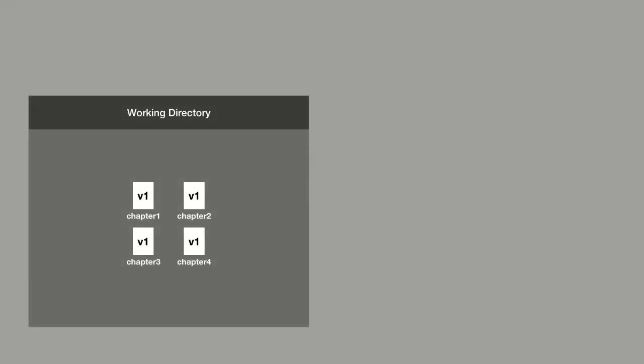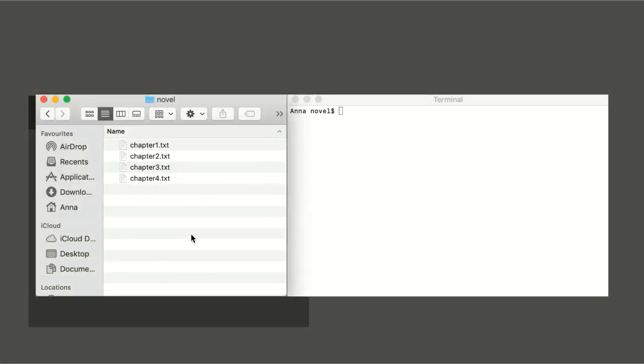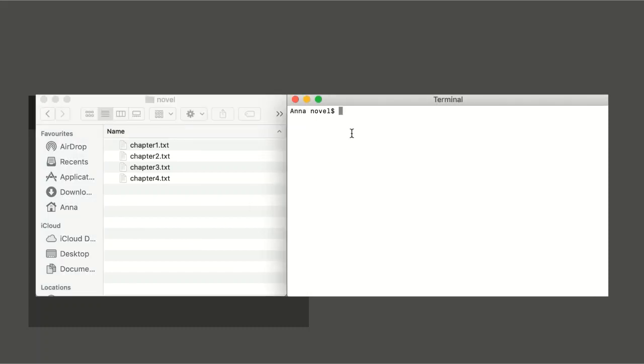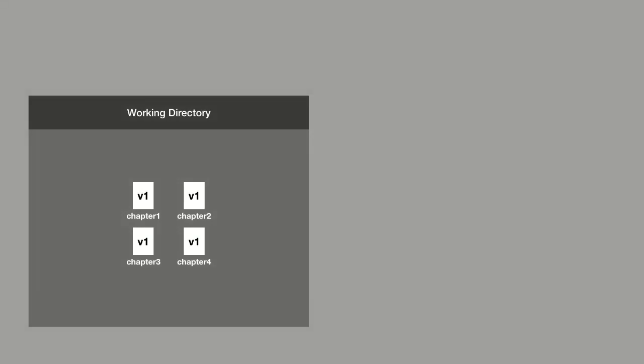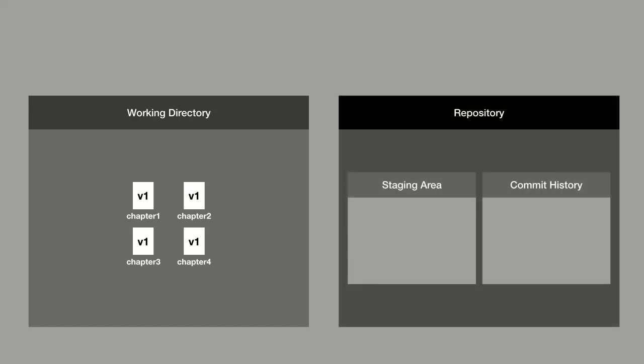So here we have our working directory with our 4 files. And what we want to do is initialize a repository so we can track all the changes to these files. So I go into the Finder and I press Command-Shift-Dot to show any hidden files. And then I git init, and here we have our repository. Now the next thing we want to do is start tracking all the files in this project folder. So we want to make an initial commit with all the files.